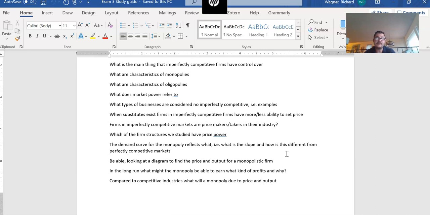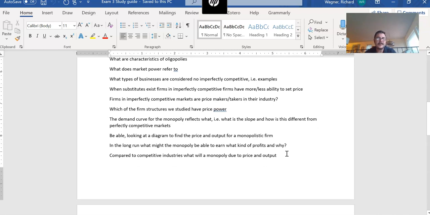So it's very similar looking, just a slightly different shape. Now let's see. I told you this is what you needed to be able to solve: be able to look at a diagram. So it's going to be one of those graphs. Find the price and output for a monopolistic firm.